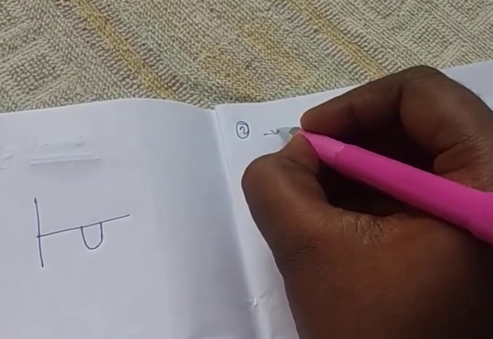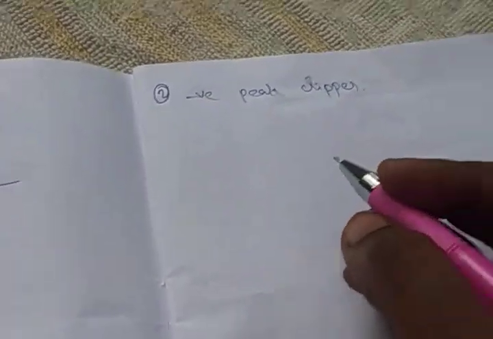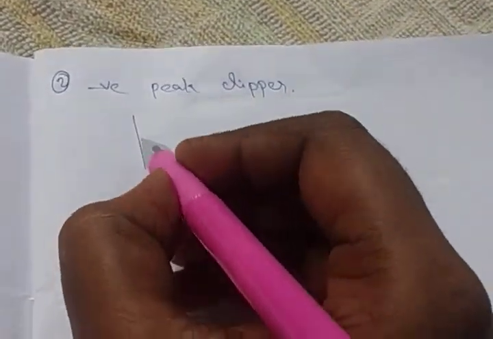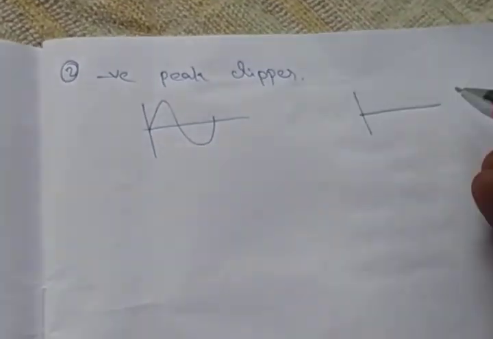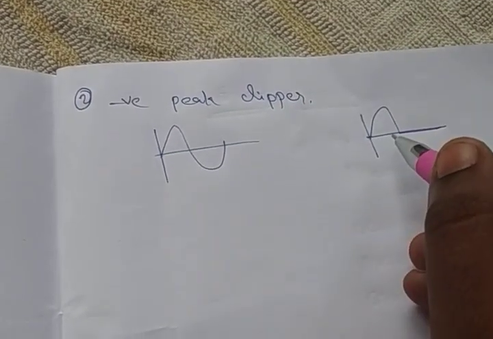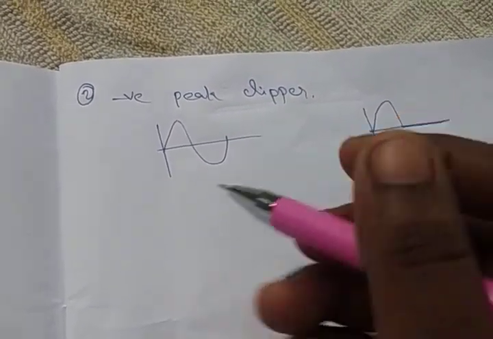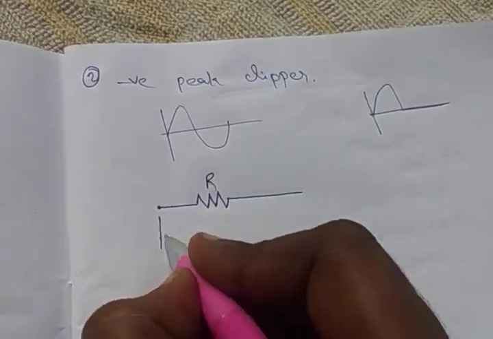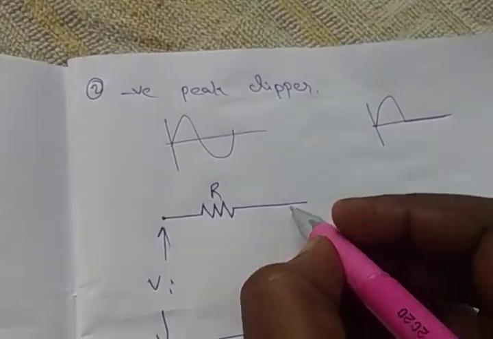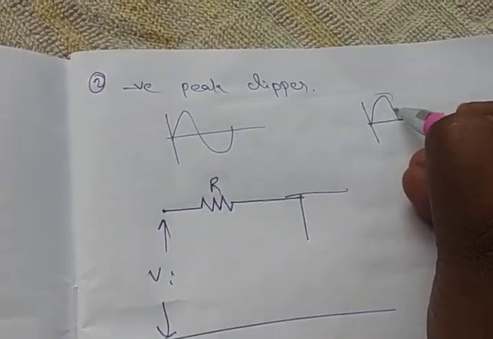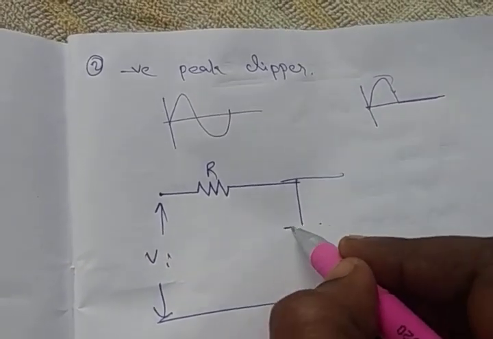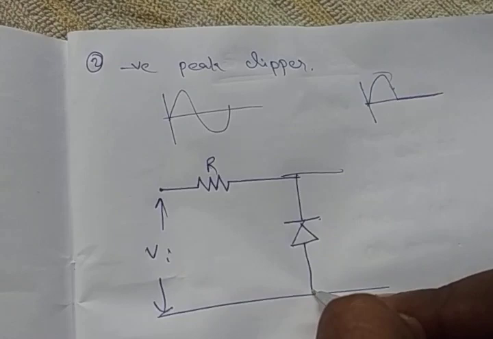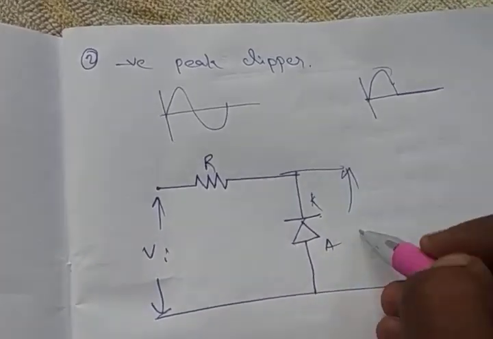The second one is the negative peak clipper. Negative peak clipper means we are clipping our negative peak. This would be our input, and the required output will be like this. Whenever the positive peak occurs, the diode should be in reverse biased condition. So the design should be like this. We have a resistor here, this is VI, and we have to connect a diode. For the positive peak the diode is in reverse bias, so we connect the cathode there. So this is the cathode, and this is the anode. Across here we are taking the output.